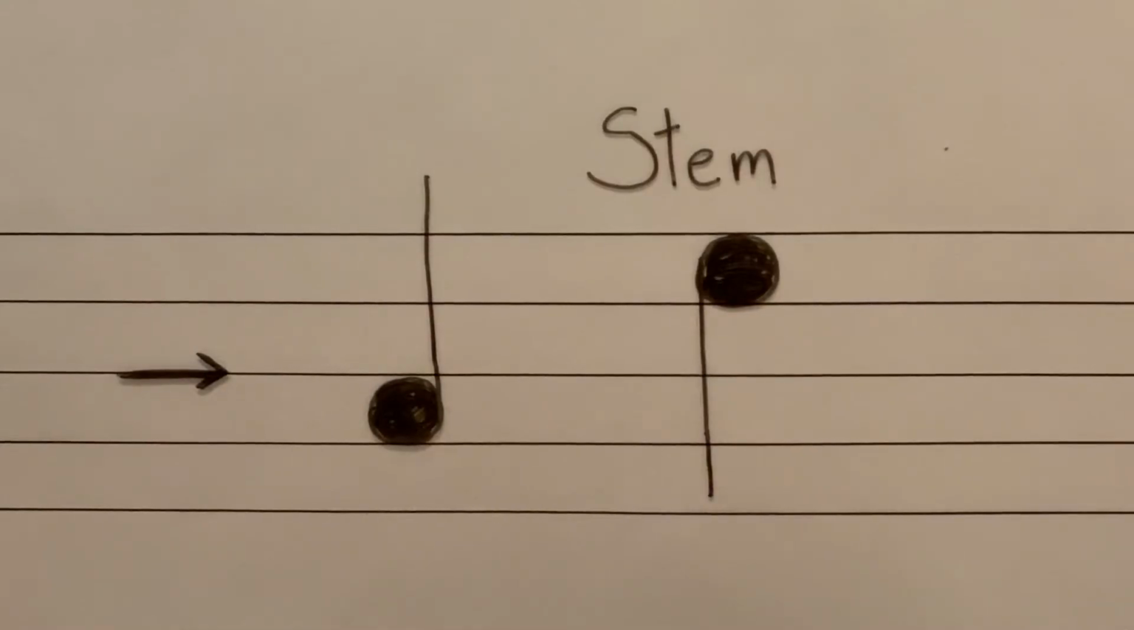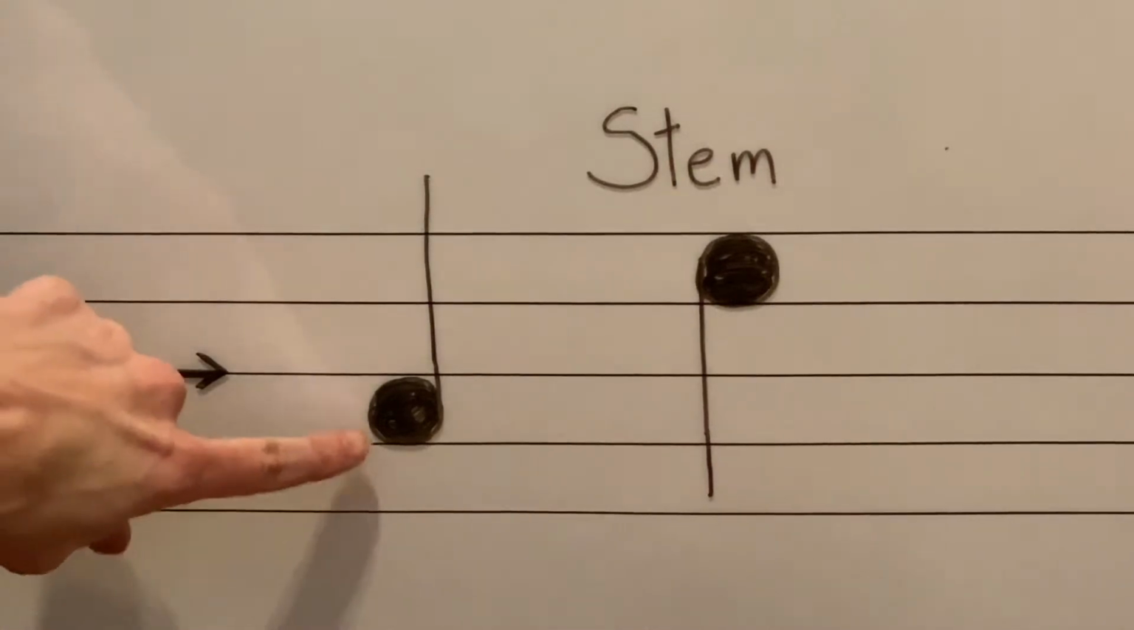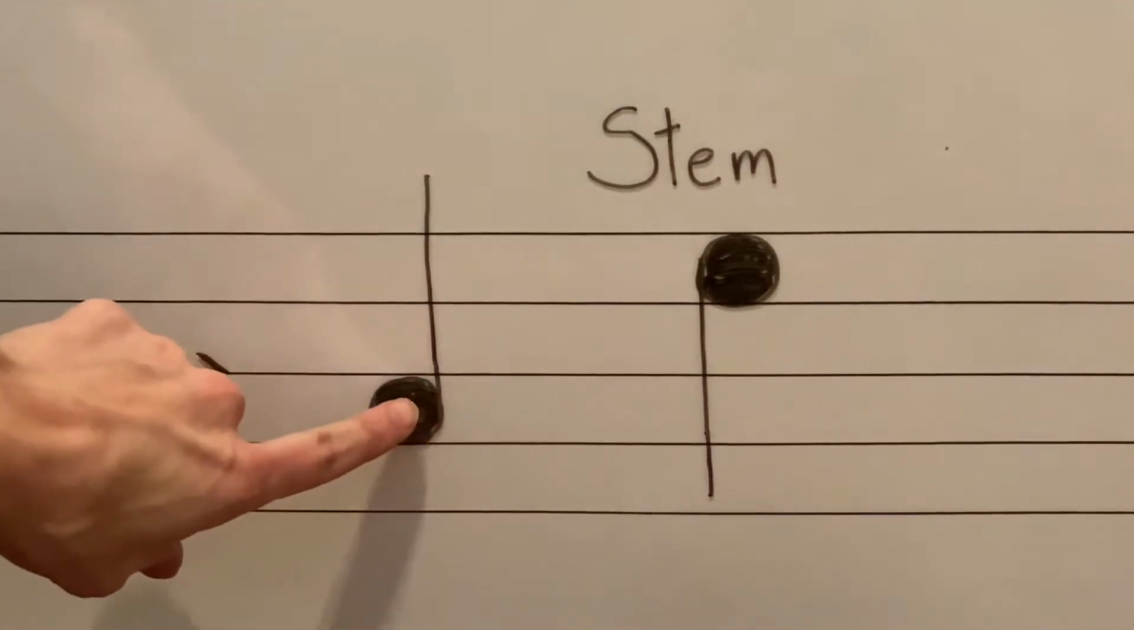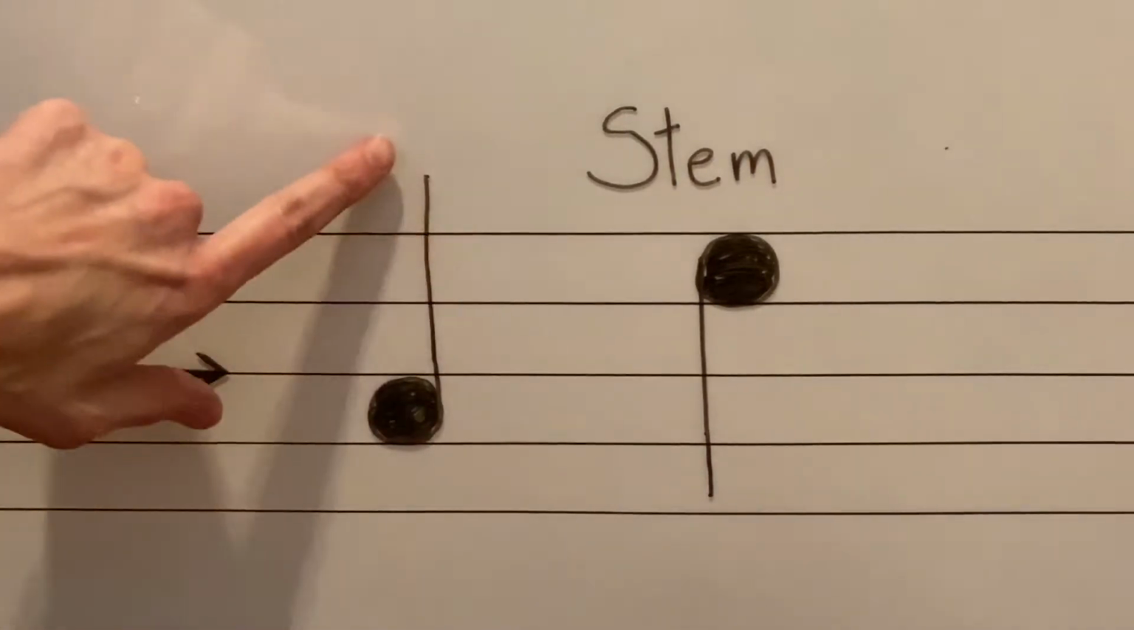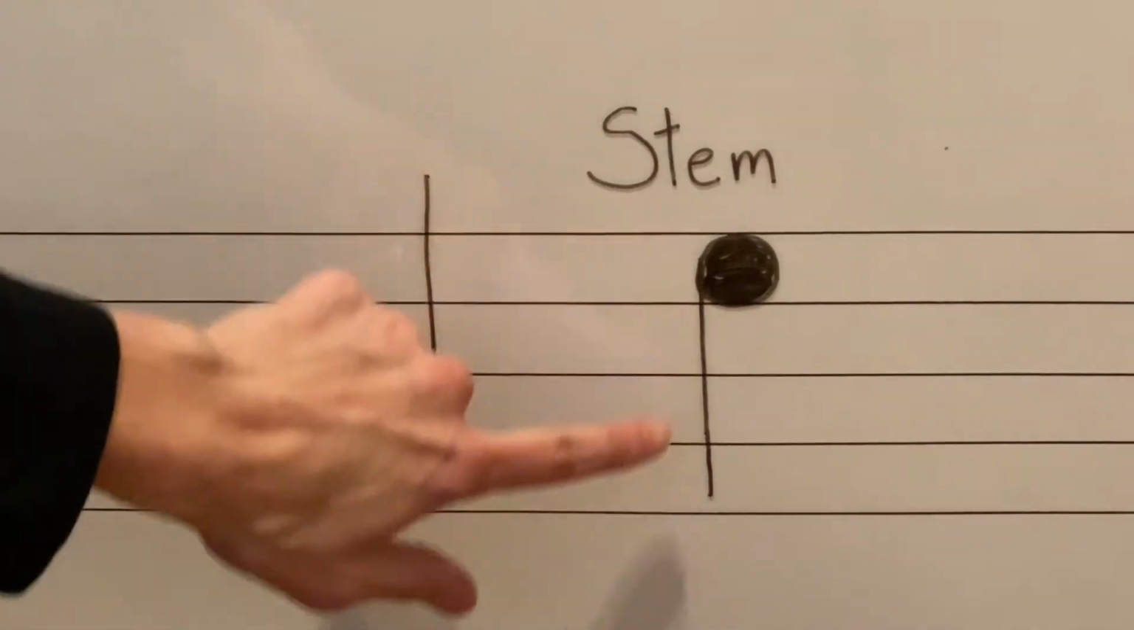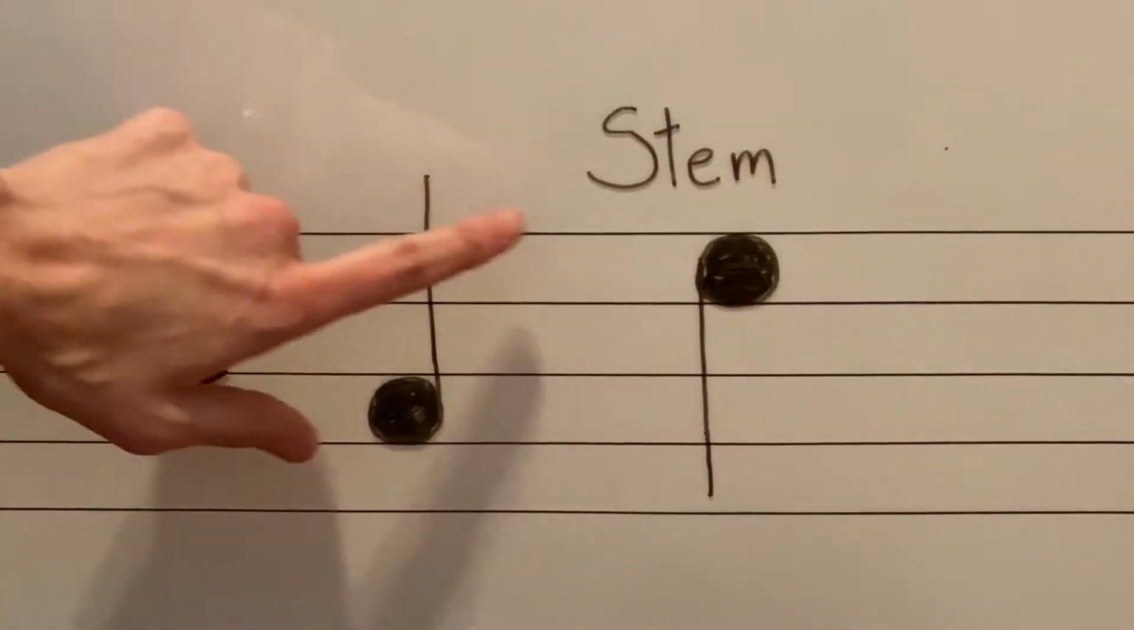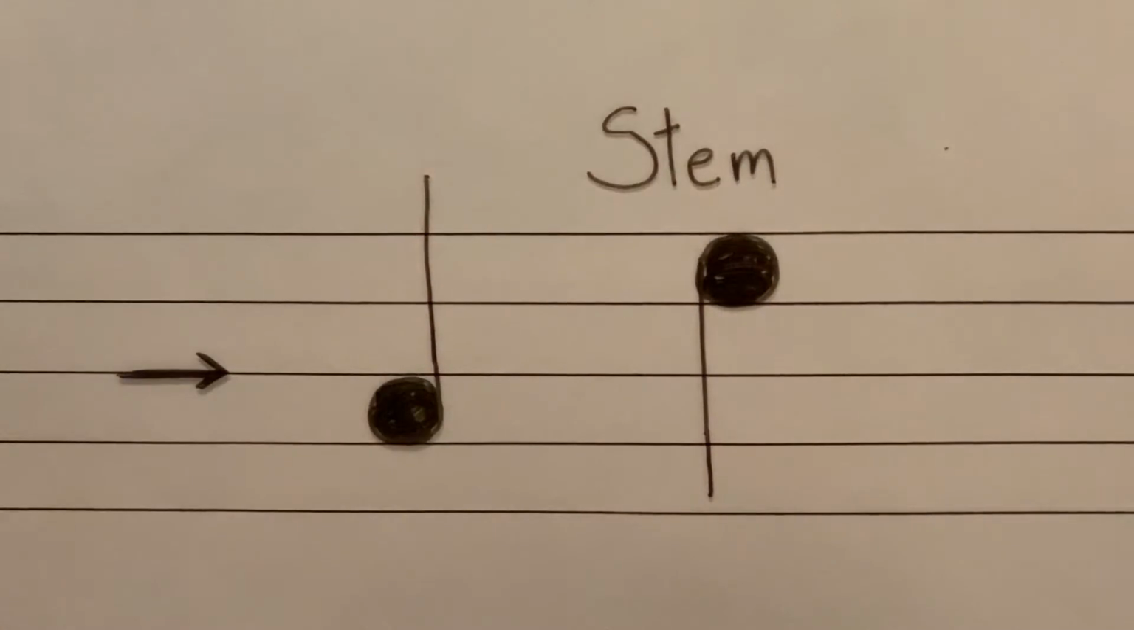In Unit 1, we learned about the different parts of a note. We learned about the note head, which is the circle all filled in, and then we learned about the stem. We learned that a stem could go up and a stem could go down. But now here's our rule to know when we make it go up and when we make it go down.